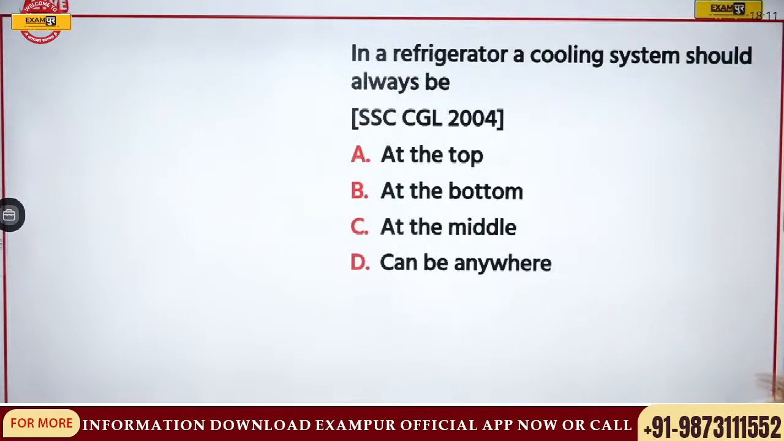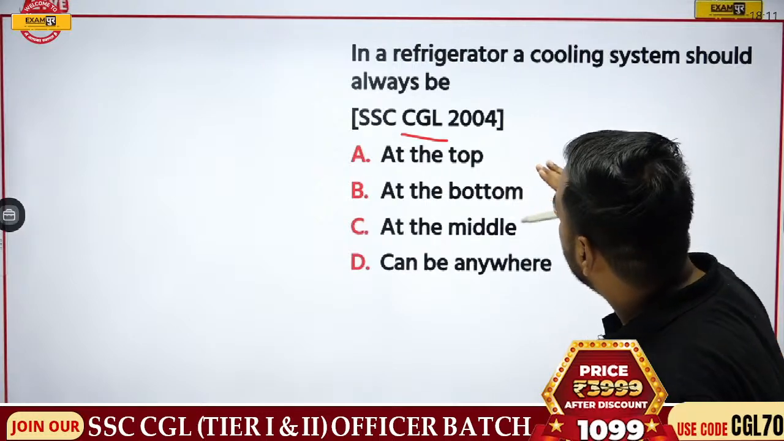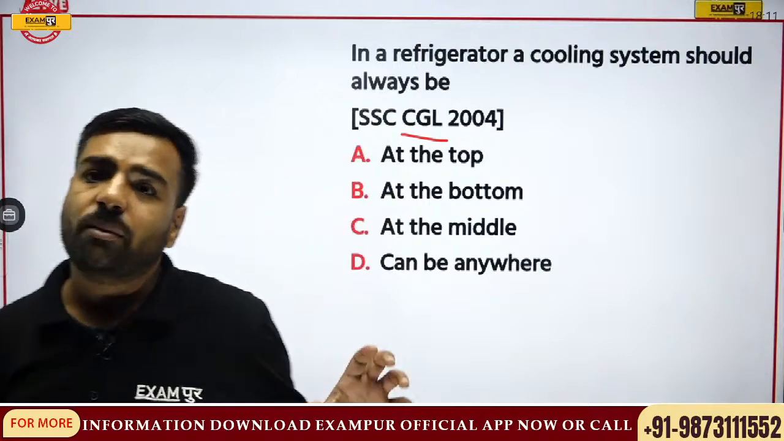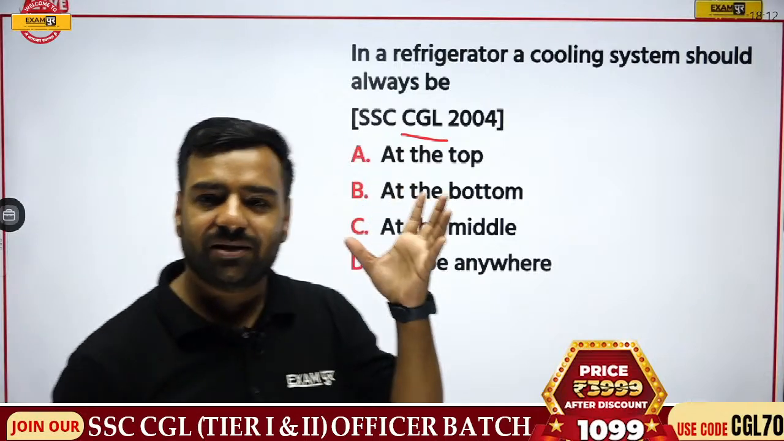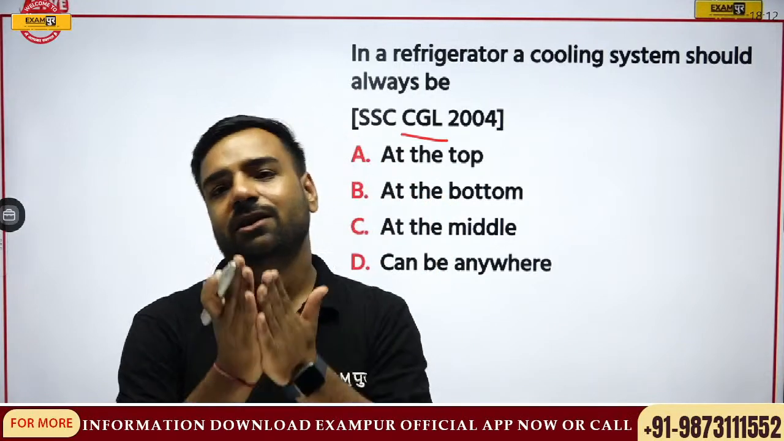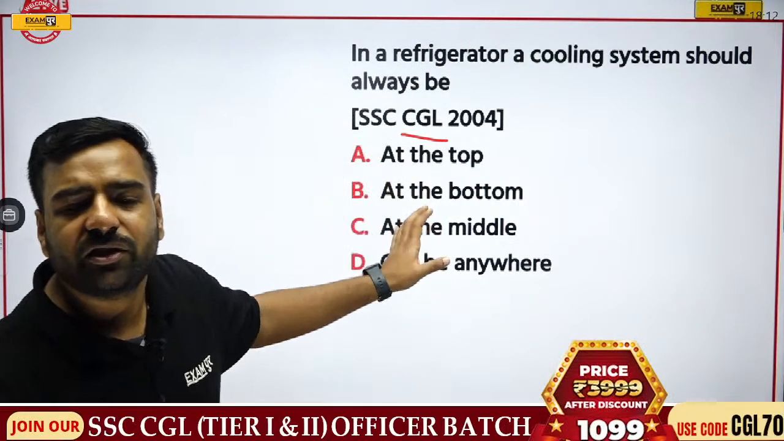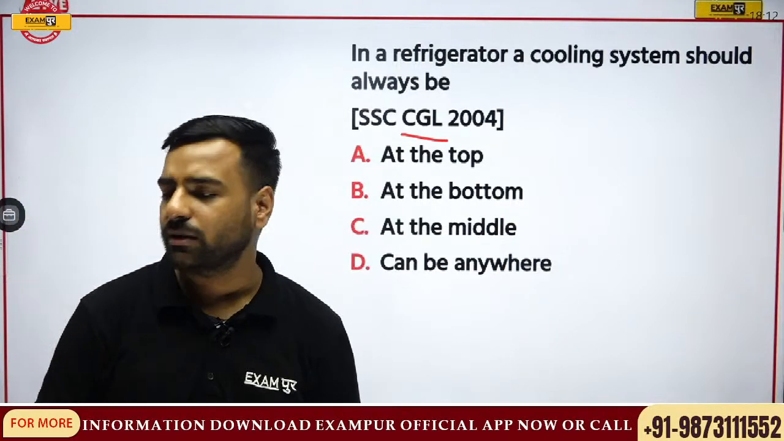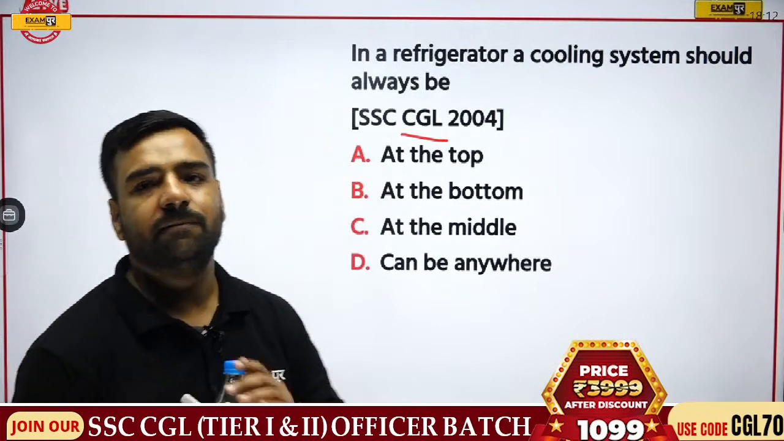Next. In a refrigerator, a cooling system should always be present where? This is from CGL 2004. At the top, at the bottom, at the middle, or can it be anywhere? What do you suggest? In a similar manner, I can talk about AC also, air conditioners. Just have a look at the air conditioners present in your rooms. If not, you can go with the fridge, since the question is from the refrigerator. So in the refrigerator, should the cooling system be at top, at bottom, or at the middle? And let me tell you, all these questions are from CGL. Do not miss any of them.